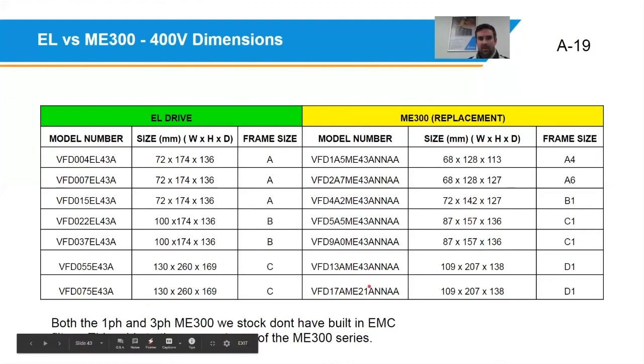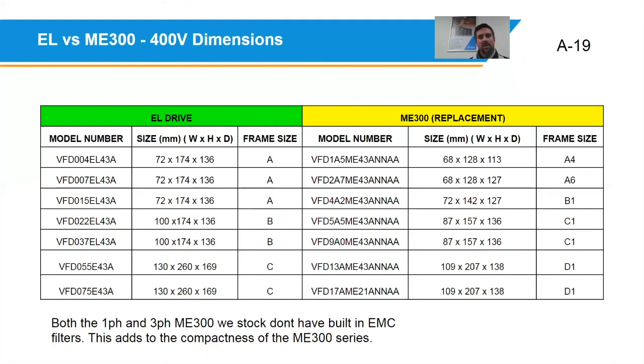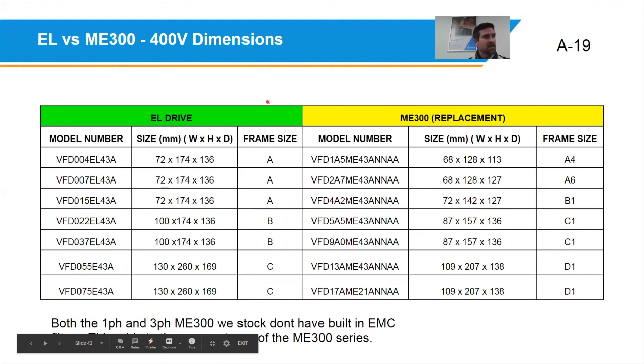There's also a built-in braking chopper on the ME300, where the EL would always need an external braking unit. And this would add a huge amount of cost if you needed to do braking with the EL drive. Not only cost, but also footprint and setup. So all ME drives, even though they are low-cost options, have built-in braking transistors.